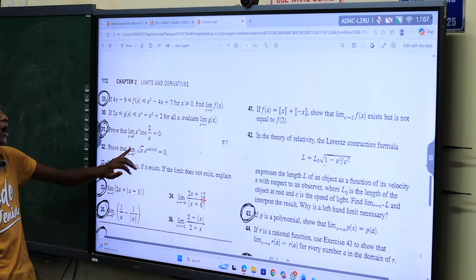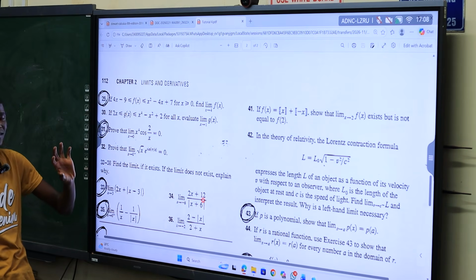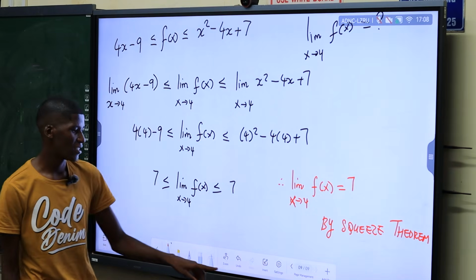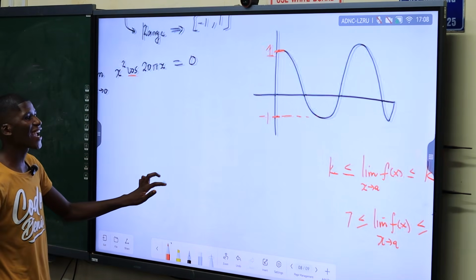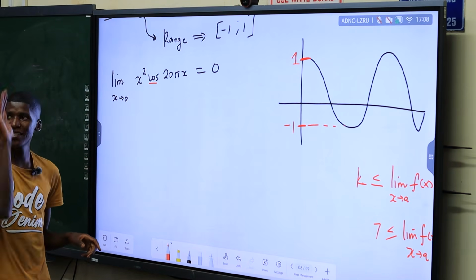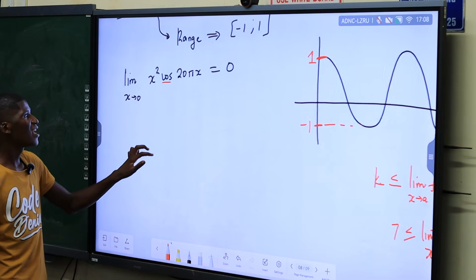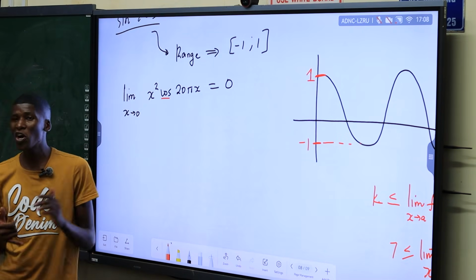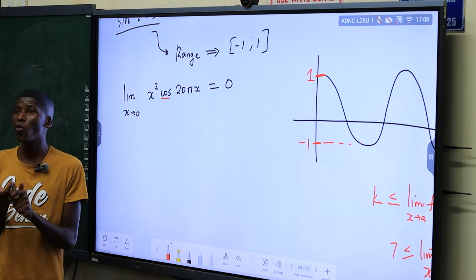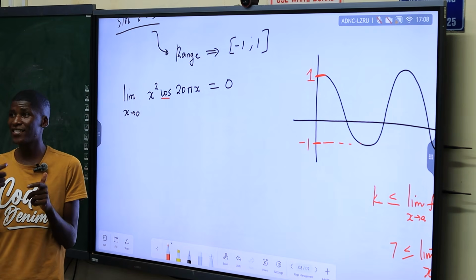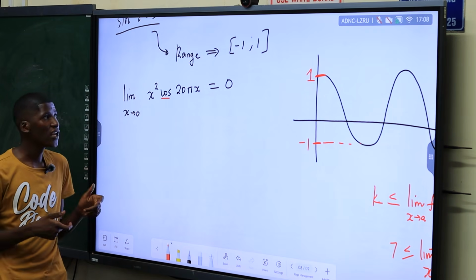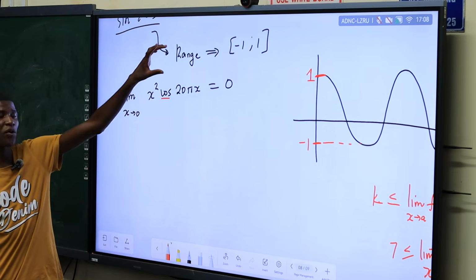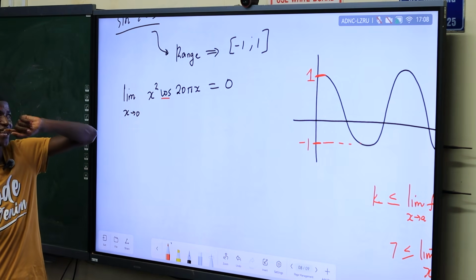Now I'm going to show you how to do something that has got a cos or sine. Once you have got a sinusoidal function, a function that is having a wave, what do you do? You consider the range of the function. Cos and sine are just co-functions of one another. So they share the same range. The sinusoidal functions share the same range.